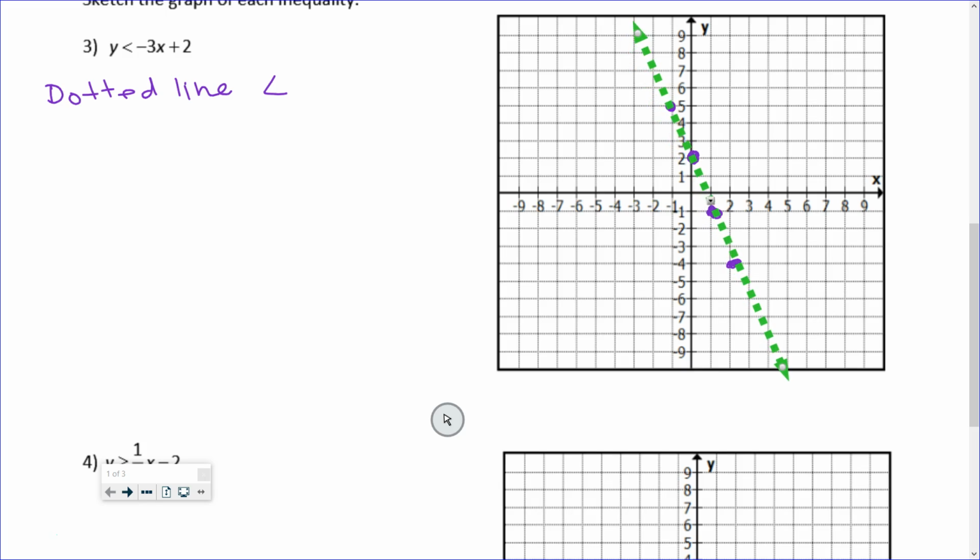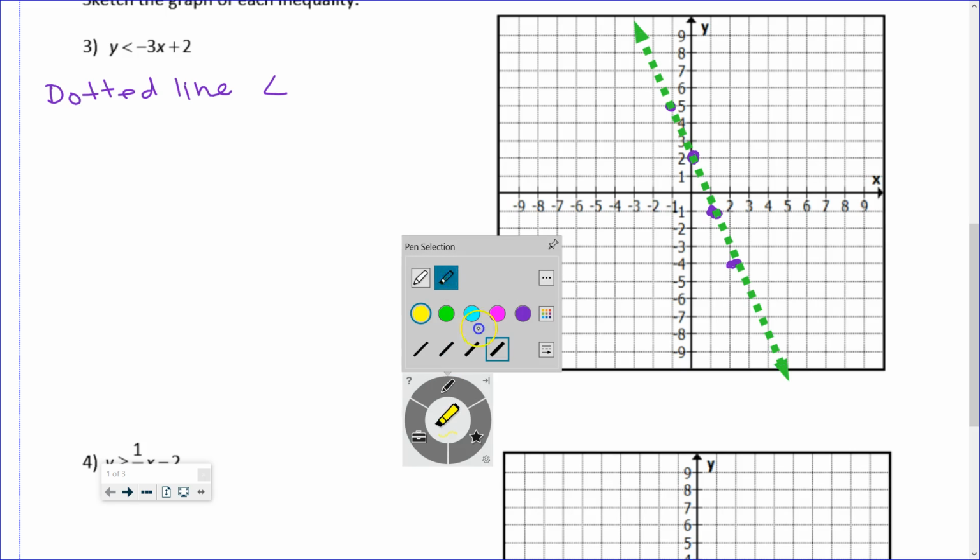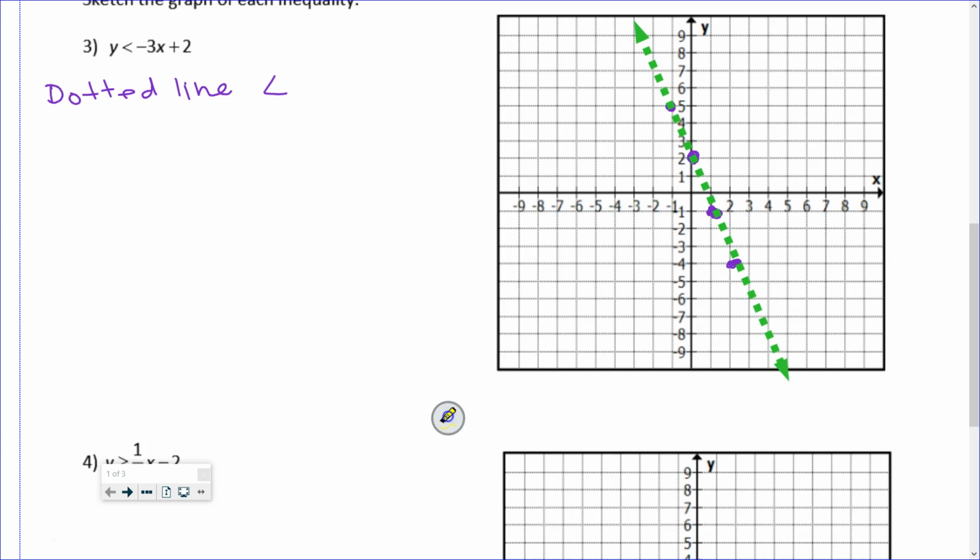All right, now when it comes to shading on this dotted line, where are we going to go with my shade? Are we going to go above or below? How do you know we're going to go below? Because it is less than. Because all of my y's have to be less than. So we're going to go all down here. Notice my y values are getting smaller when I am below my dotted line.